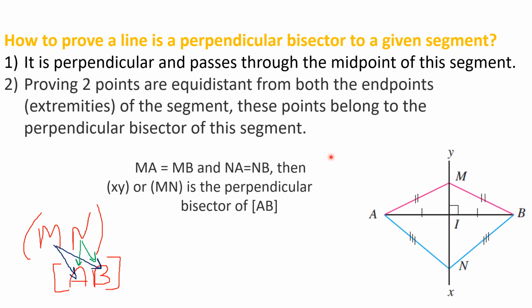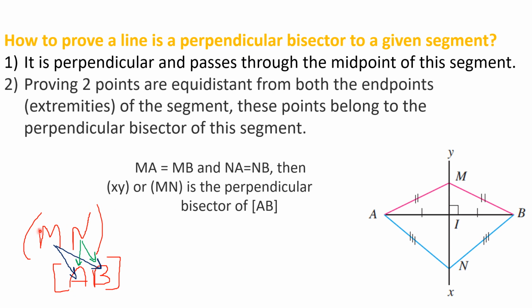Look at the figure. Is this point on the perpendicular bisector? I want to prove it is a perpendicular bisector. Is MA equal to MB? Yes, given. Then M is equidistant from A and B. Is NB equal to NA? Yes, it's given. So N belongs to the perpendicular bisector of AB. It is equidistant from A and B. So MN, or we can say XY, the same, MN is the perpendicular bisector of AB.